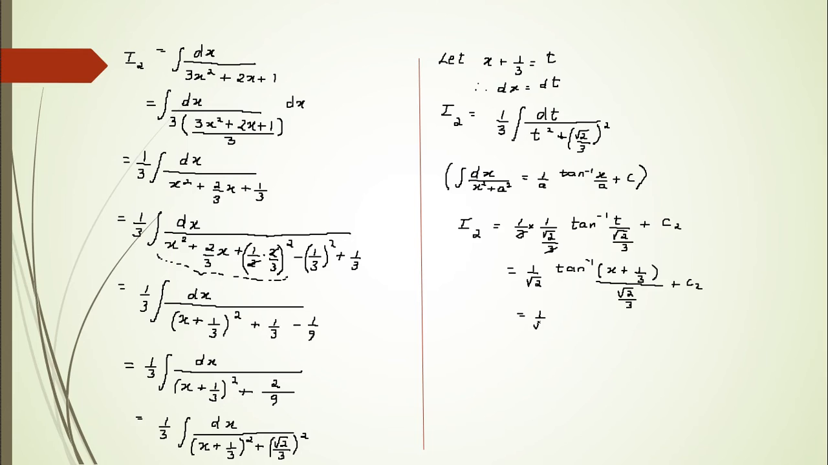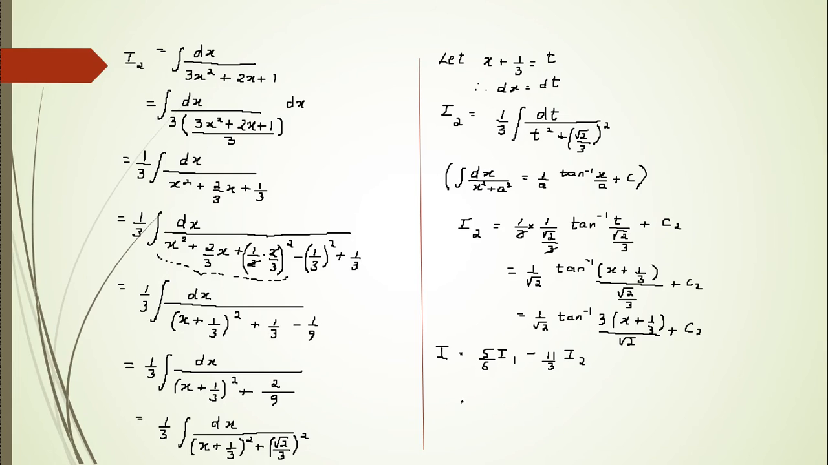Okay, and we can just simplify it a little further. So I get 1 by root 2 tan inverse 3 into x plus 1 by 3 by root 2 plus c2. Now I know that I is equal to 5 by 6 into I1 minus 11 by 3 into I2.